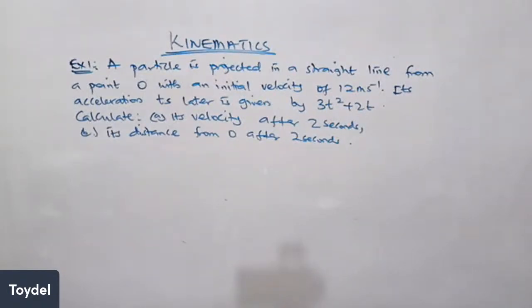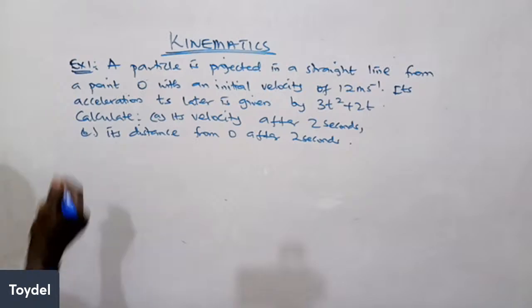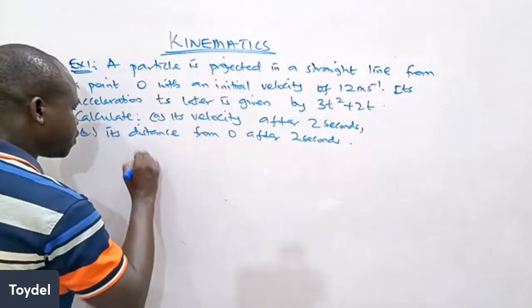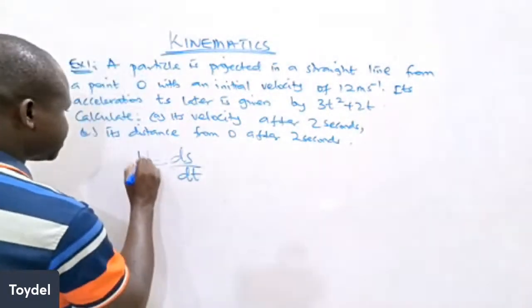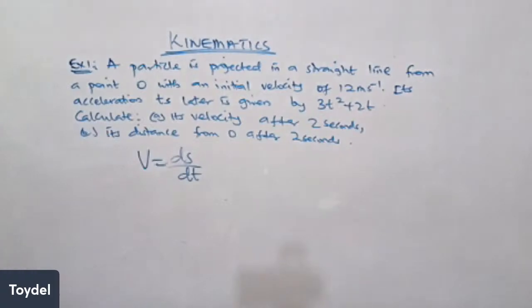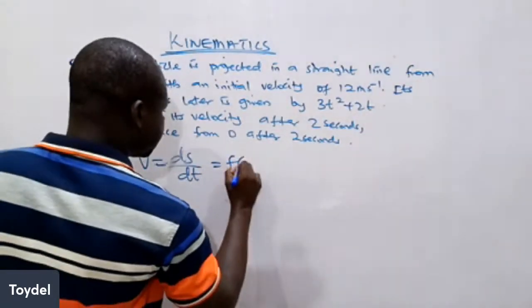So we can find the velocity and distance of a body moving in a straight line with a given acceleration after time t by integration. That is, if we are given the velocity, by the time we integrate... Before we go to this question, what is velocity? Velocity is the rate of change of displacement with time. So if you have that, which is a function of t, right?